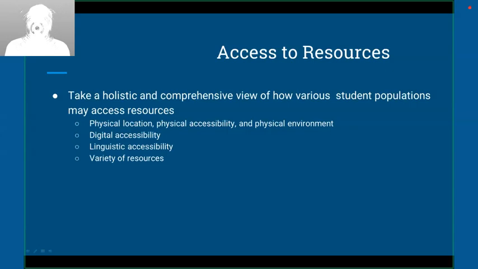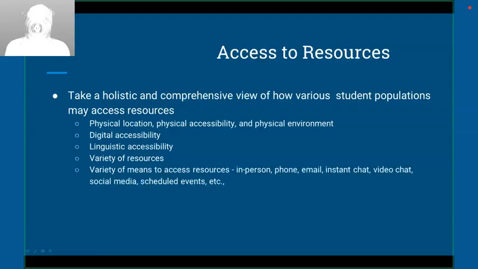Having a variety of resources, again, recognizing that institutions have different structures, different resources, and different institutional cultures, means offering a variety of resources. A counseling center might be different from academic advising, which might be different from advocacy or crisis intervention. And a variety of means to access resources.